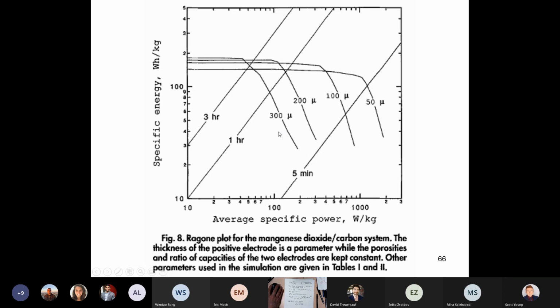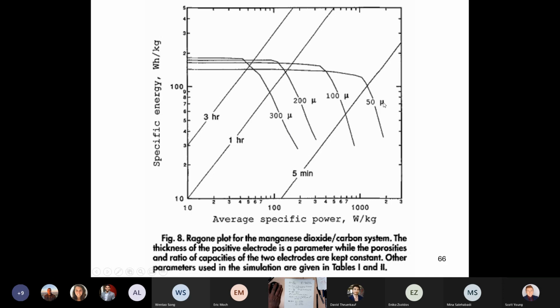And this is a calculated graph of the energy density of the cell as a function of the power that it's delivering. So this could be C rate on the horizontal axis and capacity on the vertical axis. So it's like a Ragone plot. In fact, it is a Ragone plot. And what they're showing you is what happens as you change the thickness of the positive electrode. You correspondingly would change the thickness of the negative according to the cell spreadsheet model that we developed in class.